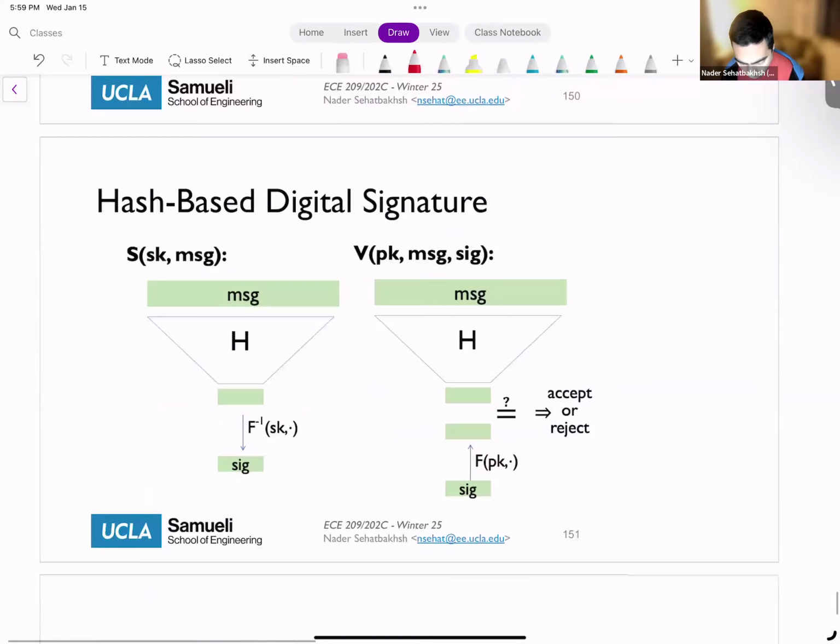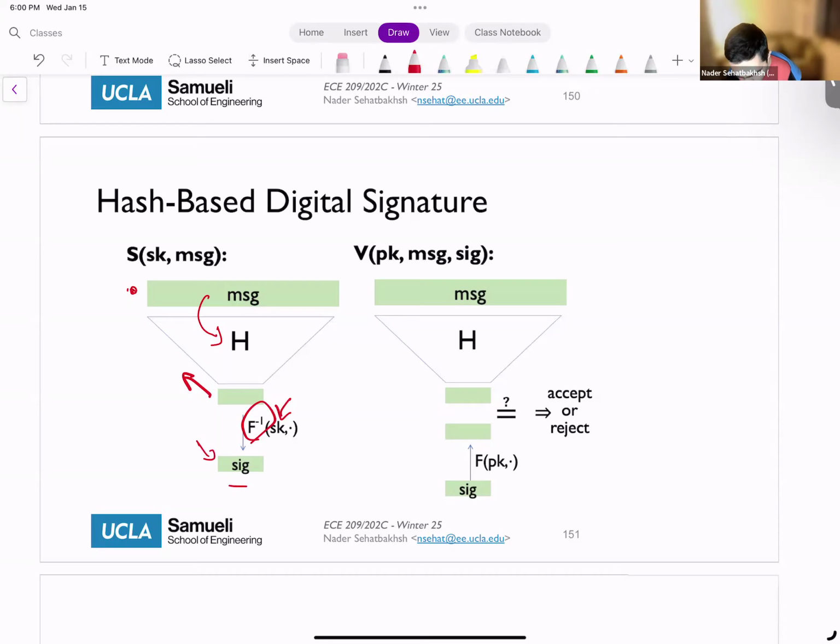How does it work? The idea is very similar to RSA. The signature process is like this. I have a message. The first thing I'm going to do is hash this message to make it uniformly distributed. Remember that if I want to use RSA algorithms, I want it uniformly distributed. So I hash it, I get this partial result. Instead of using F PK, I'm using F inverse SK to sign.